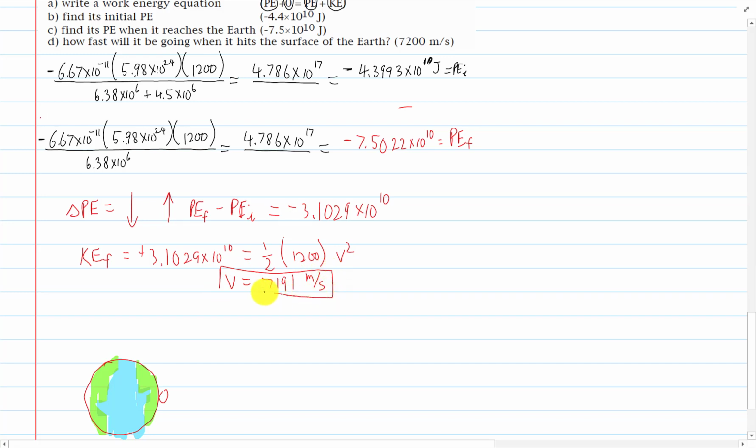Now, if you're on the planet and you throw it up with that velocity, how high will it go? It'll go 4,500,000 meters high.